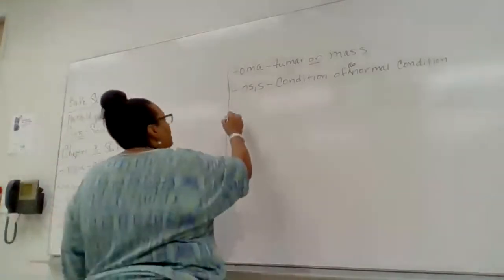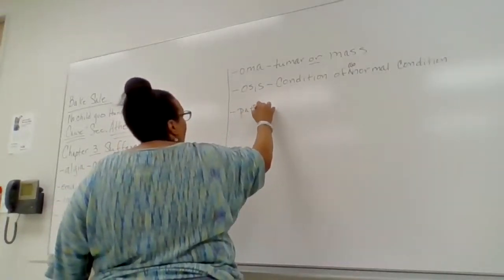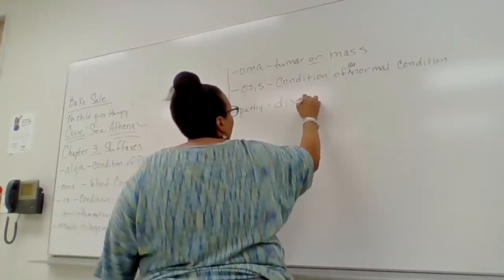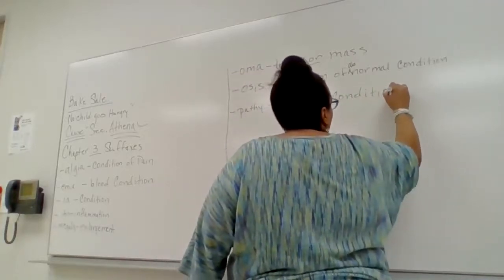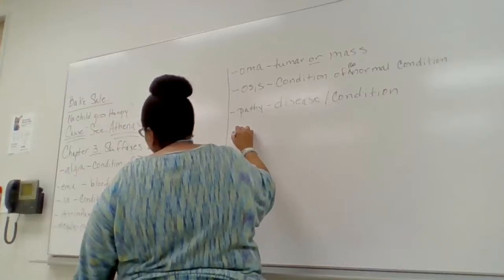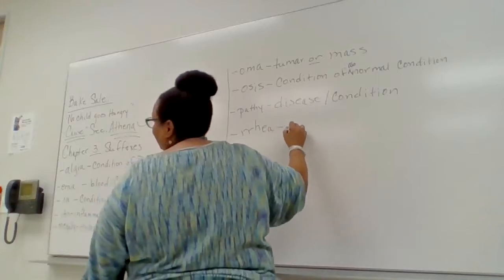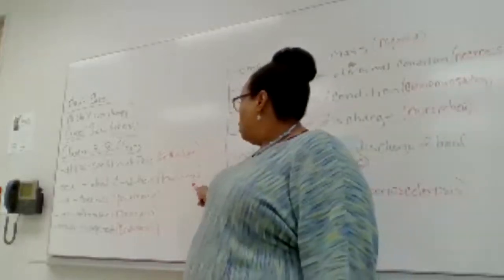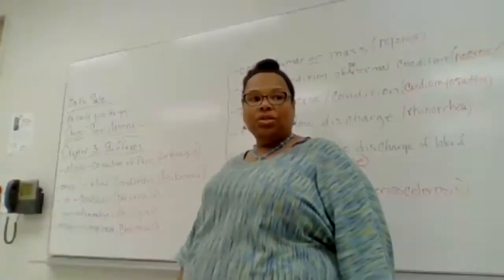The next term, Gabriel. Rhea. How do you spell it? Two R's. H-E-A. Flow or discharge. Arthralgia. So it's pain of the what? Joint. Arth means joint. Okay. Leukemia, a white blood cell condition.